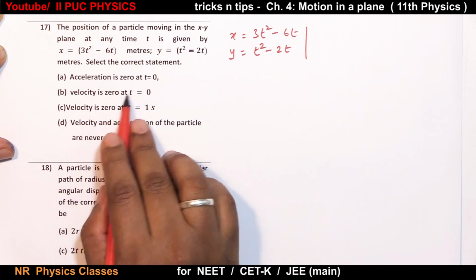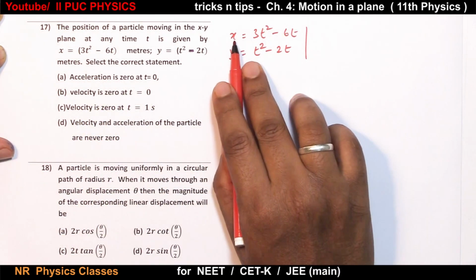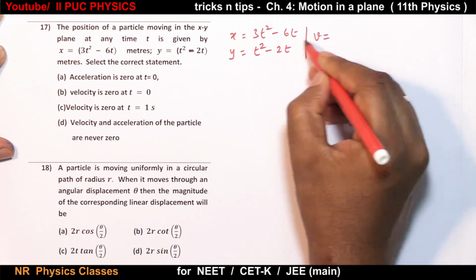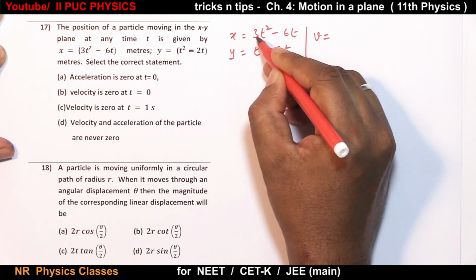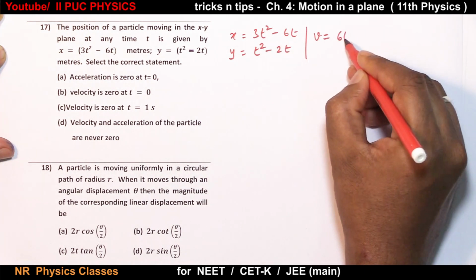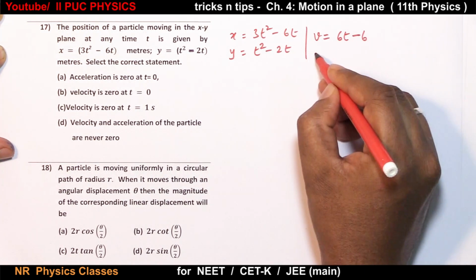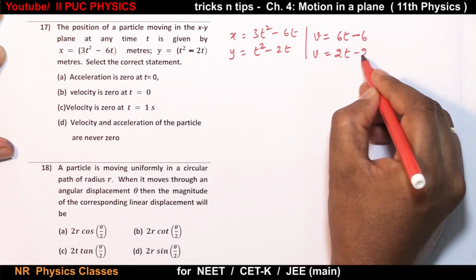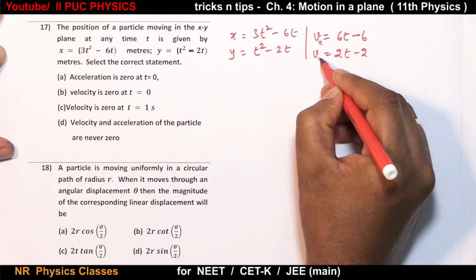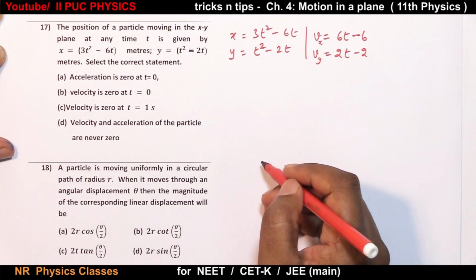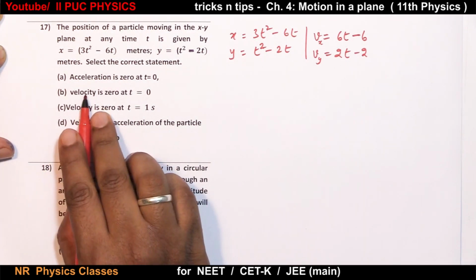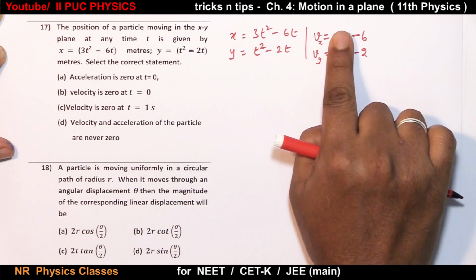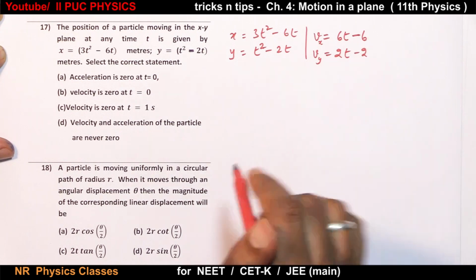Acceleration is 0, velocity is 0. Differentiate this to get velocity. Velocity equals 6t minus 6 along the x-axis, and 2t minus 2 along the y-axis. Velocity is 0 at t equal to 0. If you substitute 0, then velocity is not equal to 0. This is wrong.